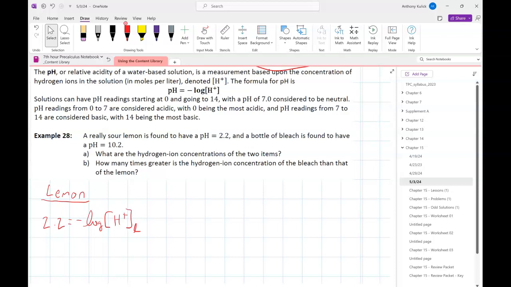L for lemon. What? Divide by 8? Nope. 10.2 divided by log? H plus? Base 10? Nope. Quotient exponent? Nope. 7.0? Nope. The answer is negative 1. Oh, I was close. Why negative 1? So you get rid of the negative. I got to get rid of that negative sign that's attached to the log.